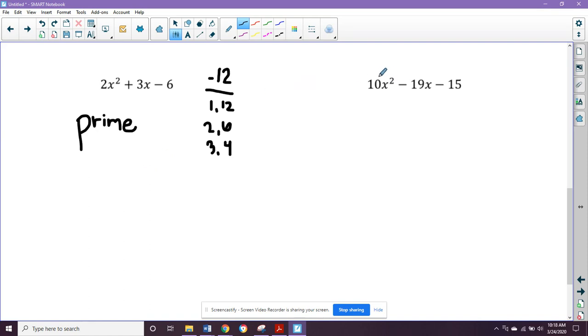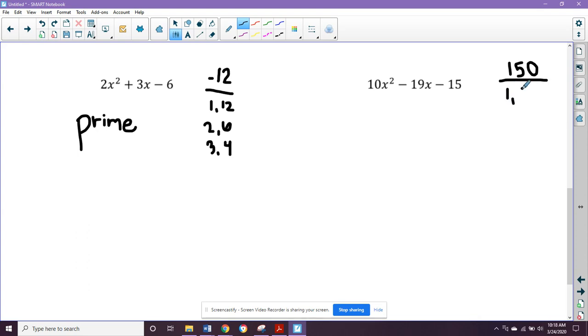Our last problem. Multiply your first and your last term. 10 times 15. And that gives us 150. A nice large number. Let's find all of those factors.